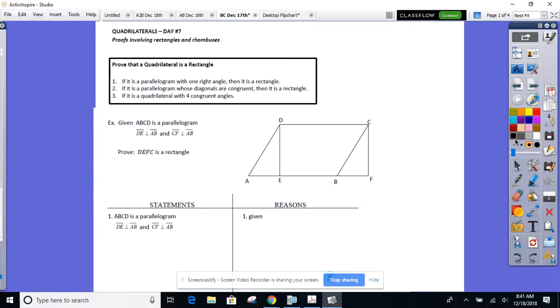So the first thing you've got to do is prove it's a parallelogram. Then after you do that, you have two options, whichever one's available in the proof: prove it's got one right angle, or prove the diagonals are congruent.